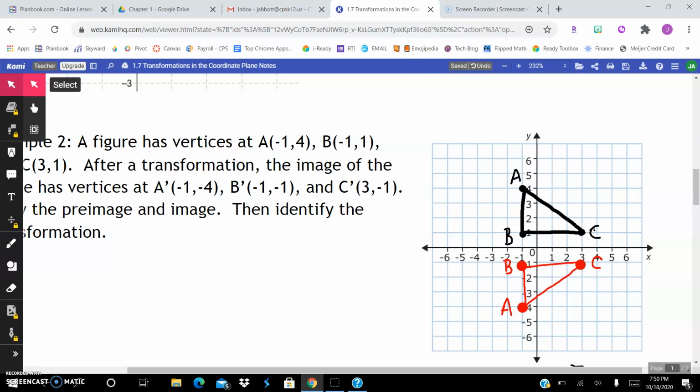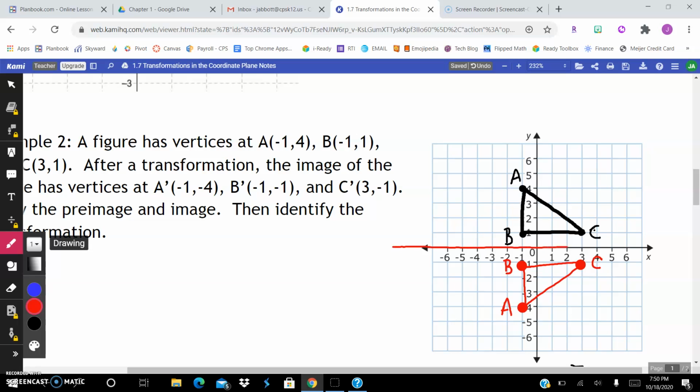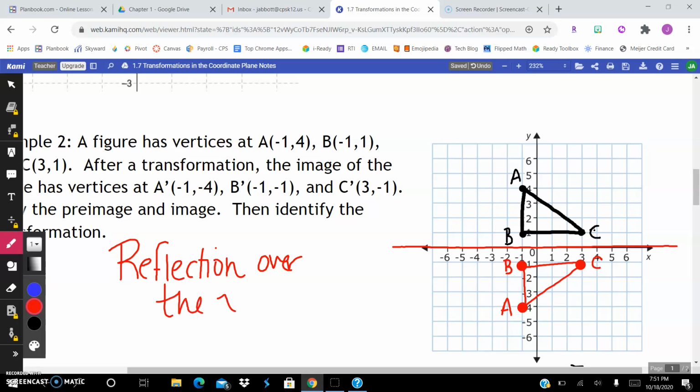And if we were to fold this right along this line, our points would match up. So this is what is called a reflection. And that line I drew is the line of reflection, and that is right on the x-axis. So I'm going to say reflection over the x-axis.